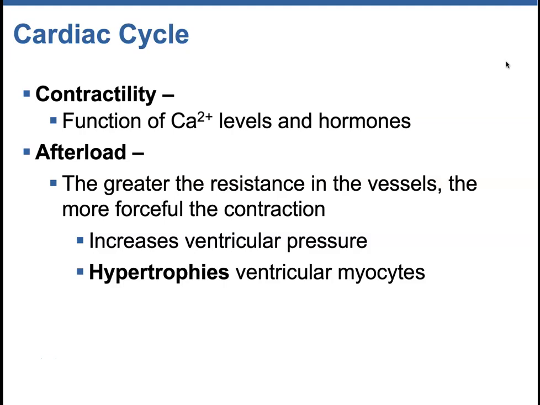Contractility, again, is a function of the calcium levels and the hormones. The hormones we're talking about, of course, are your catecholamines: epinephrine, norepinephrine, and dopamine. And then you've got your thyroid hormone, which is also very important in maintaining that contractility in the heart. Then the afterload has to do with the resistance in the vessels, or if there's any fluid in the lungs, or if something's going on in the arteries. So the afterload is what can then cause hypertrophy in those ventricular myocytes.